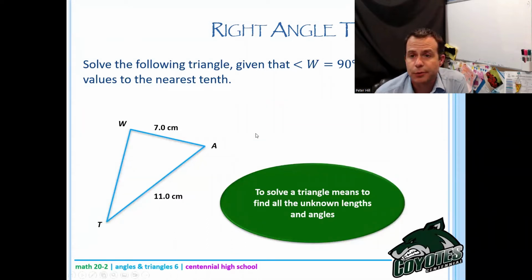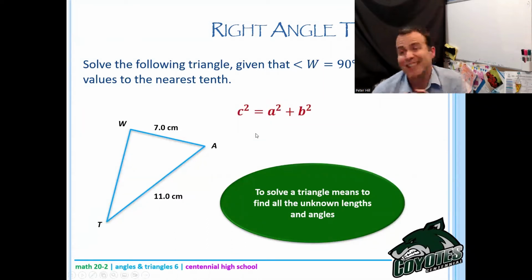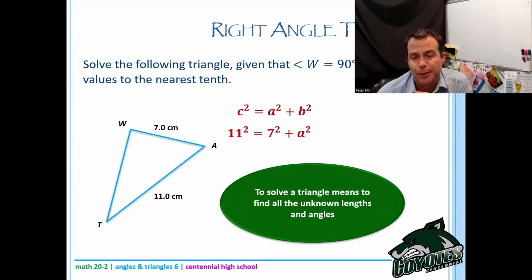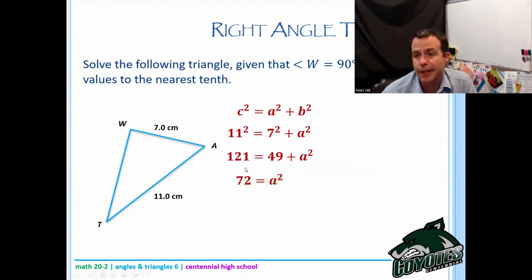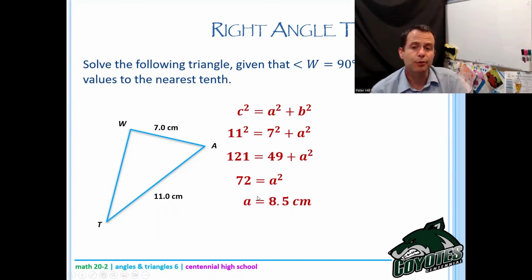So if I start with c squared equals a squared plus b squared, my c has to be the 11. The a and b don't matter. So I'm going to say 11 squared equals 7 squared plus a squared. Okay. Now 11 squared is 121. 7 squared is 49. And then to get a squared by itself, I'll have to subtract 49 from both sides. That's going to give me a squared equals 72. Okay. You were asked to round to the nearest tenth, so I'm going to take the square root of 72 and get 8.5 when rounded. So now I know that side A is 8.5 centimeters.